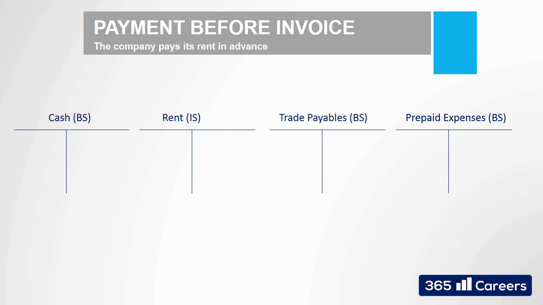So, at first, we'll have cash going down by $1,000 and an increase in prepaid expenses for $1,000. Both of them are assets. We'll have to credit cash because it decreases, and then debit prepaid expenses. Then, when the time comes and we register rent as an expense, we'll credit prepaid expenses for $1,000 and debit rent for the same amount.